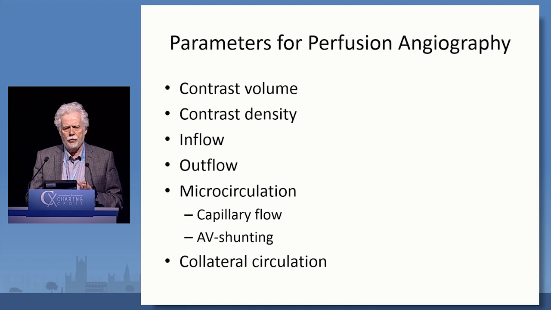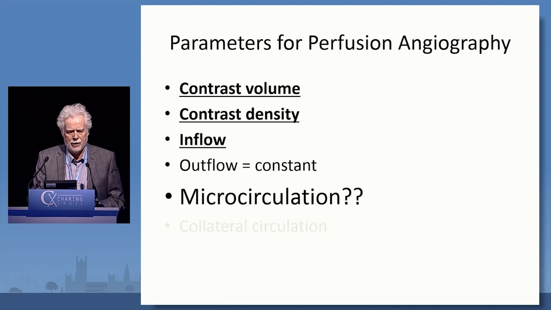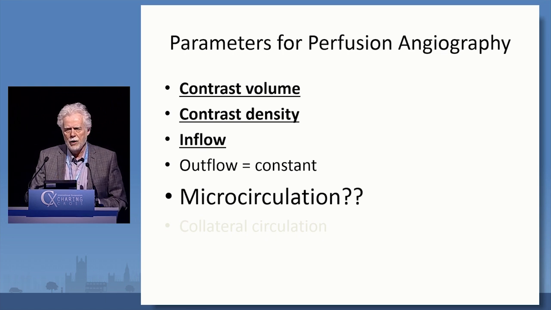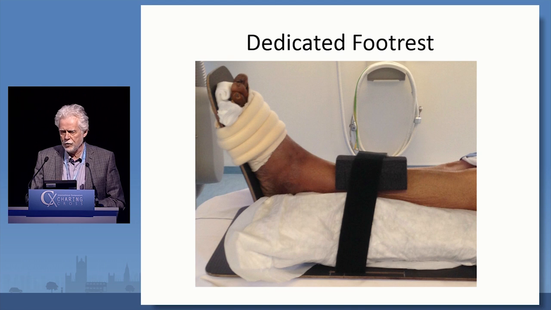And if you do a perfusion angio, you have a couple of parameters: your contrast volume, your density, your inflow, your outflow, your microcirculation with capillary flow and AV shunting. Let's forget a little bit about the collateral situation because that's another thing we have been looking into, but it makes it a little bit too complicated. Contrast volume is controlled. Contrast density is controlled, inflow is controlled. So the only thing left in the equation is microcirculation. And of course, you have to do it in a special situation.